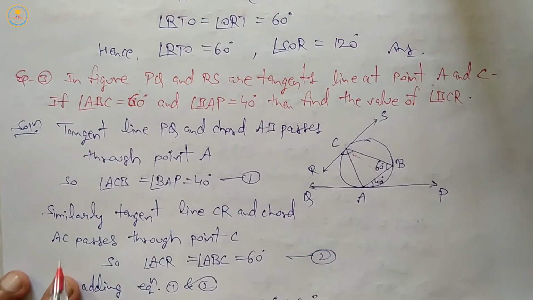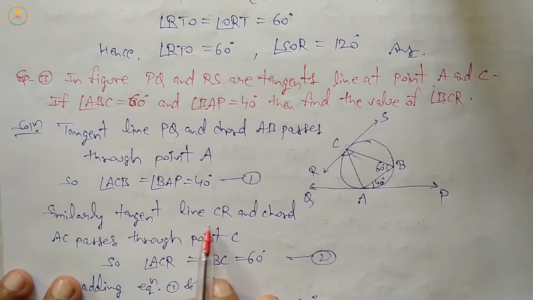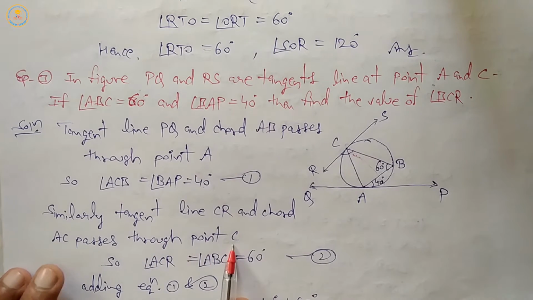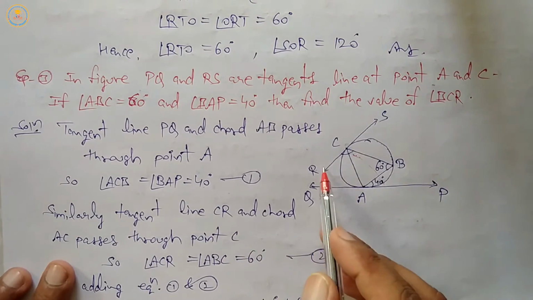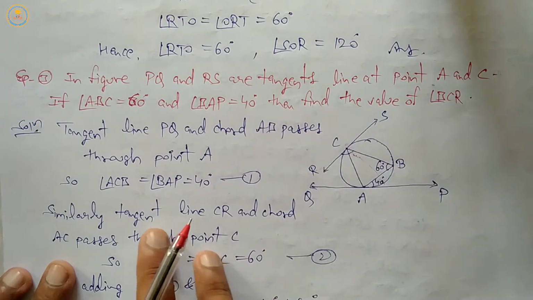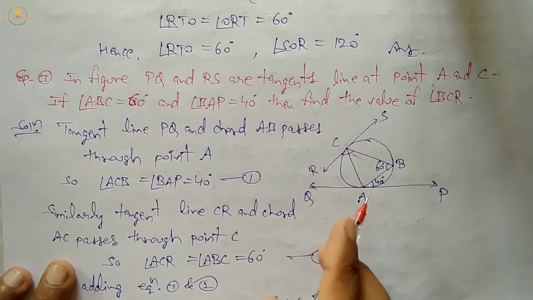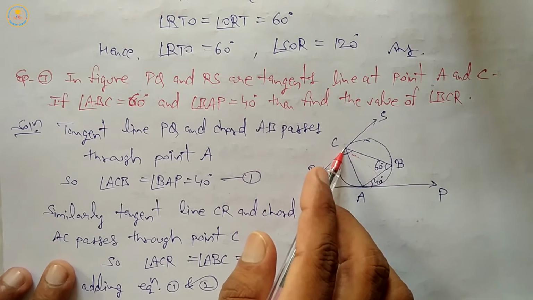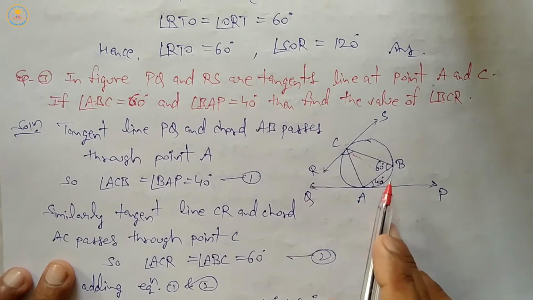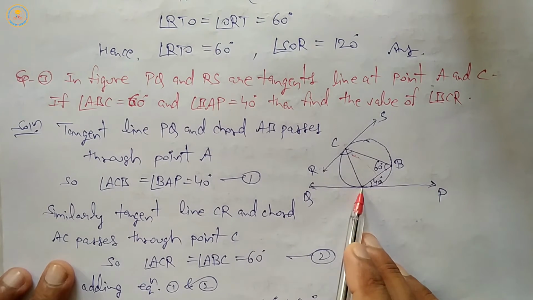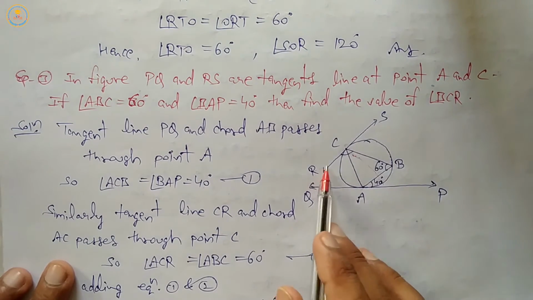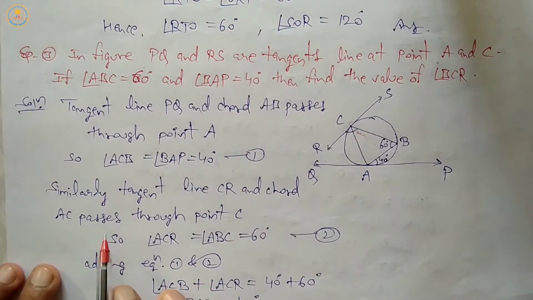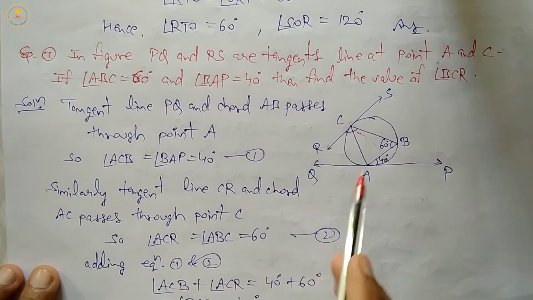Now similarly, tangent line CR and chord AC pass through point C. Both meet at point C. Here QP and AB both intersect at point A, and here CR and CA both intersect at point C. Therefore, angle ACR equals angle ABC.